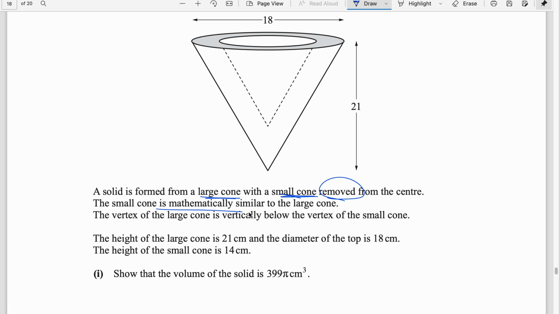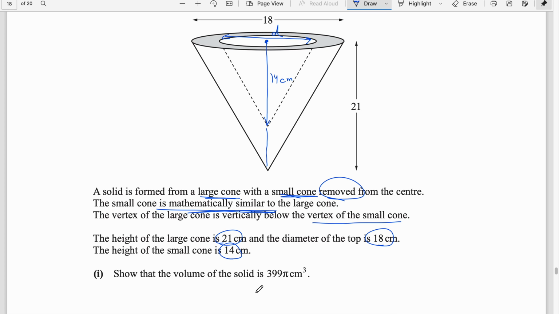The small cone is mathematically similar to the larger cone. The vertex of the large cone is vertically below the vertex of the small cone. So these are basically similar figures. The height of the large cone is 21, the diameter is 18, the height of the small is 14. So from this point through this point, this is 14 centimeters. And if we know the diameter of the larger, the diameter of the smaller should be this. So show that the volume of the solid is this.